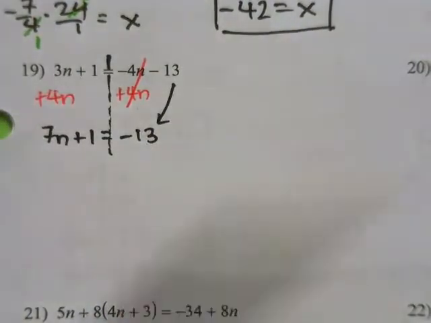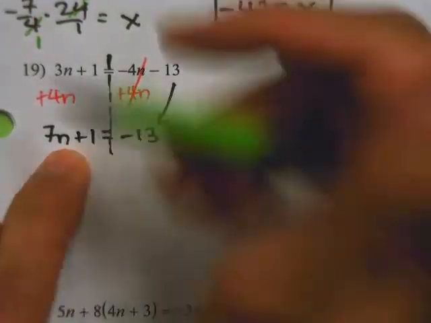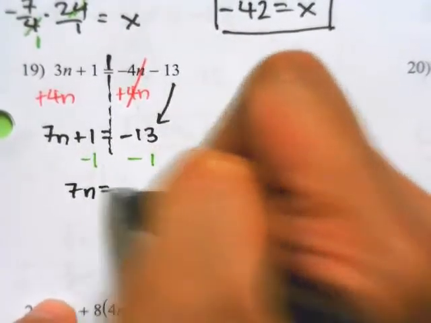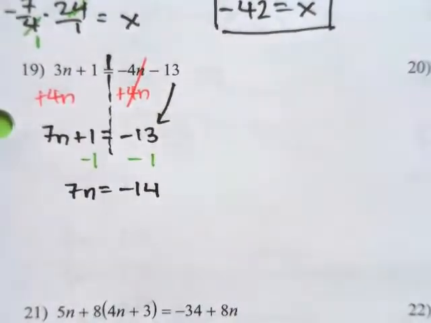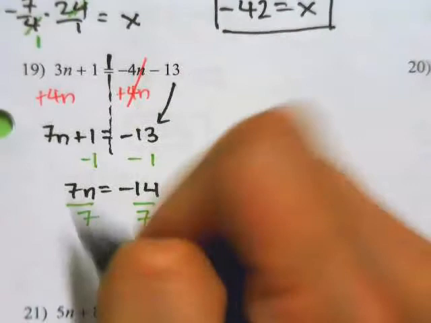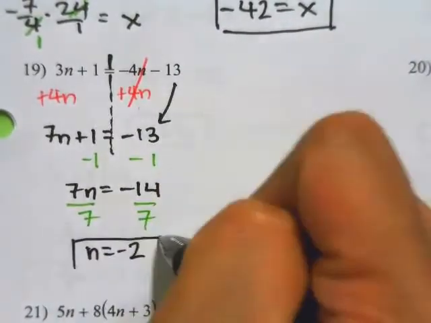Okay. Opposite of plus 1, minus 1, minus 1. 7n is equal to negative 14. And we're going to divide both sides by negative 7. N is equal to negative 2.